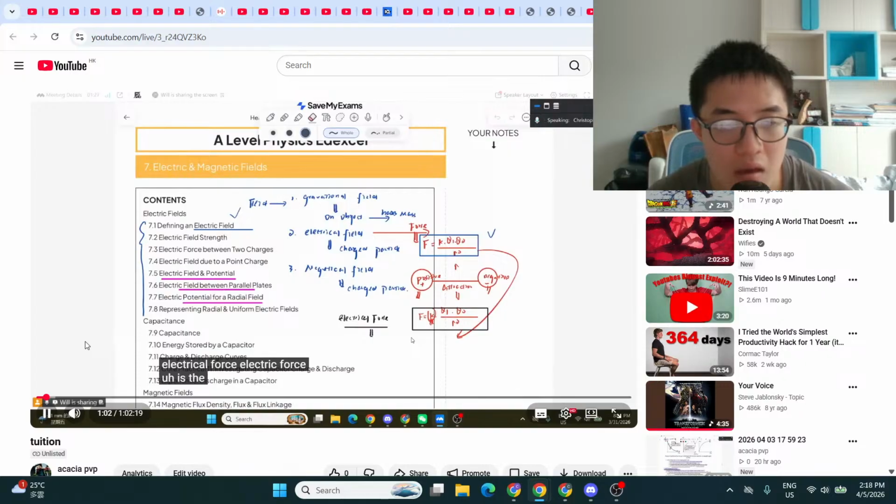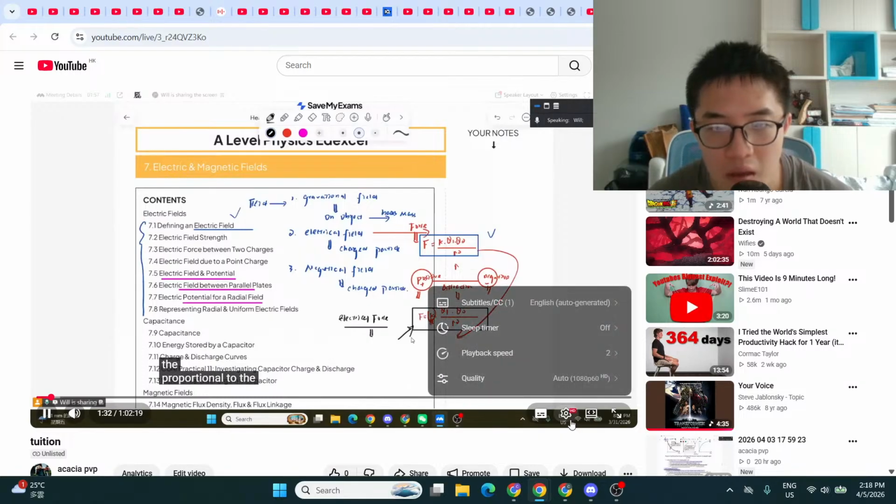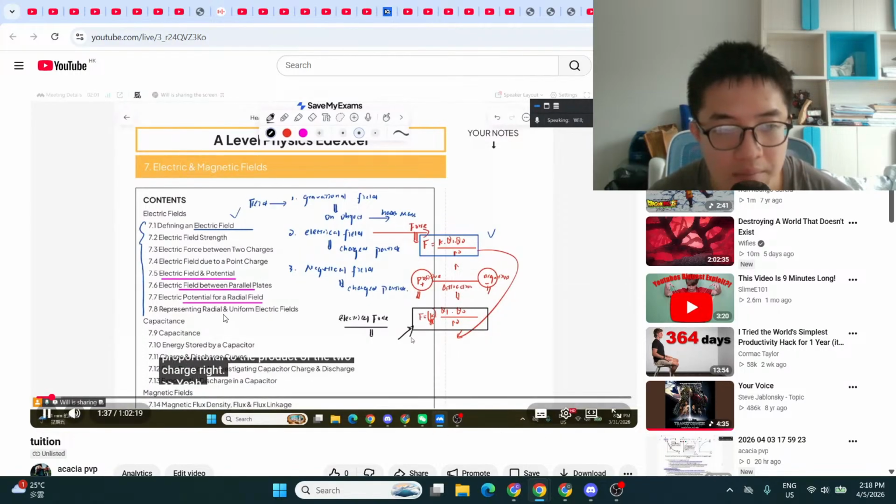It's the product of the two charges over the radius, the distance squared. So the force, we always call it Coulomb's force, right? And the formula is right there. The force is proportional to the product of the two charges, and inversely proportional to the distance squared. Okay, no problem.